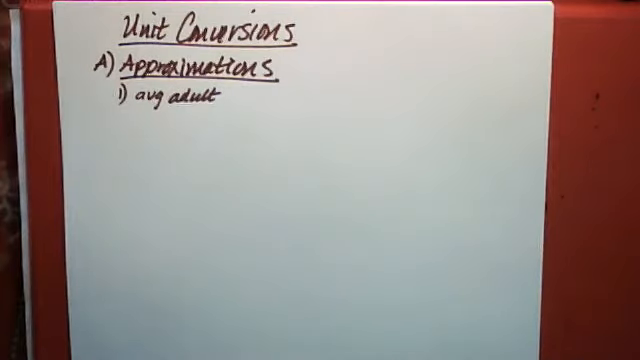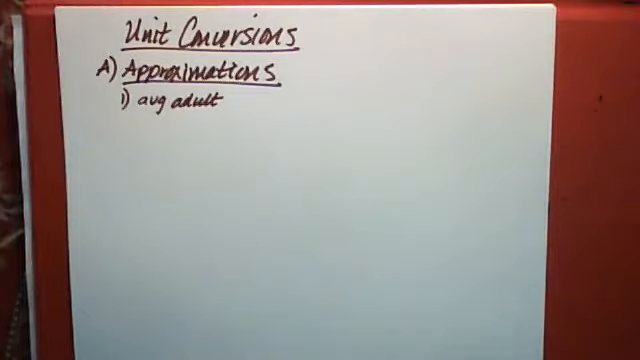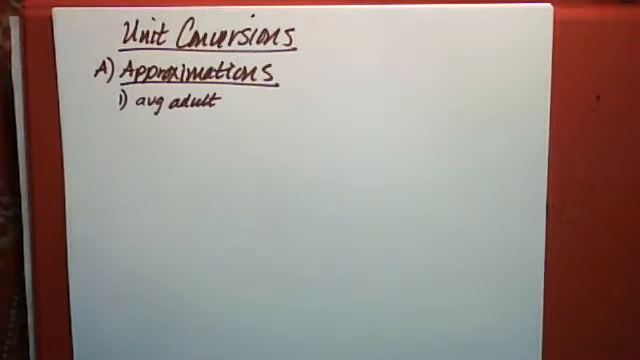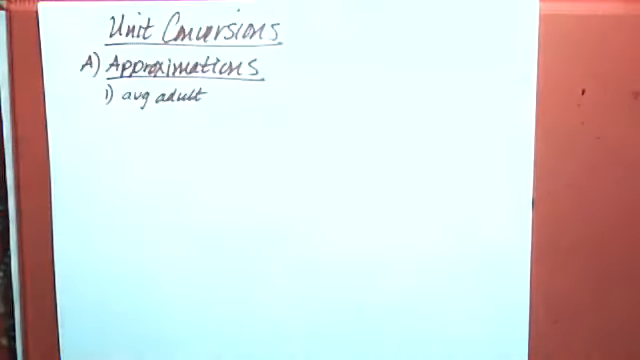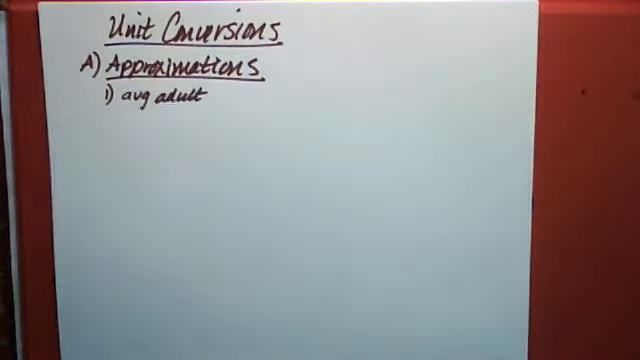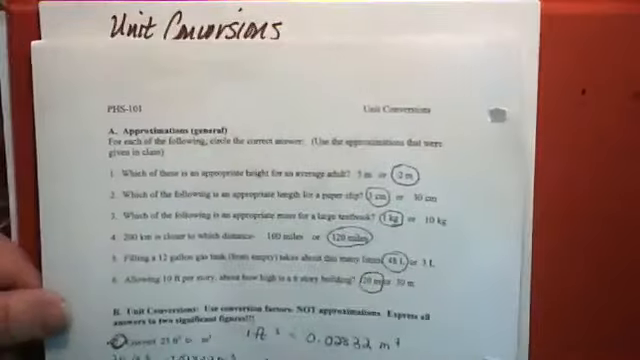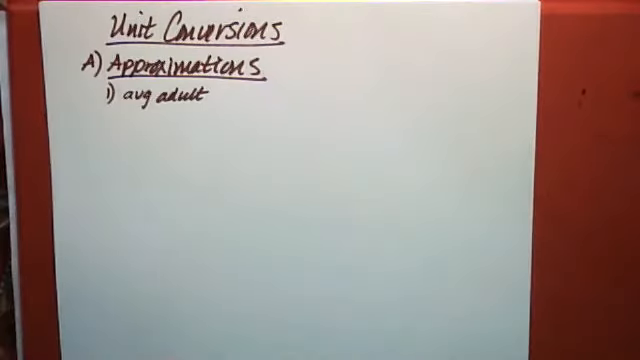Okay, so we start lecture 5 where we left off, more or less, which is with continued unit conversions. The next page is the one entitled Unit Conversions, and it has Part A and Part B, where Part A says Approximations, General. It's basically this page, only without the answers written in, so don't look.